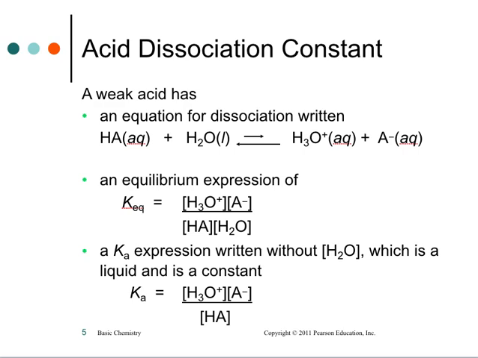So here's an example. A weak acid has an equation written. Okay, so you have the HA, this is an acid, plus water because we're putting it into water. Water is actually acting as a base to receive the proton, because the proton is going to join up with the water molecule to make a hydronium ion here, H3O plus. And then this is the conjugate base of the acid.